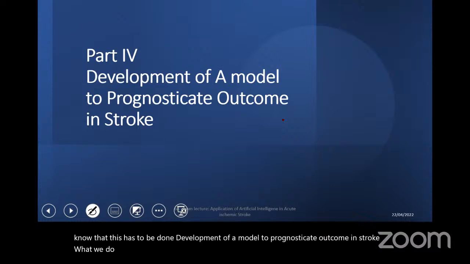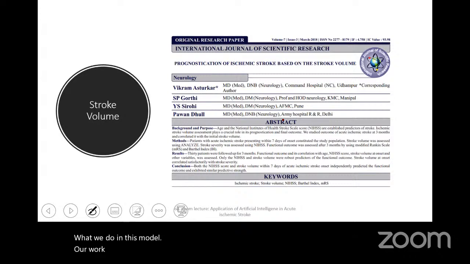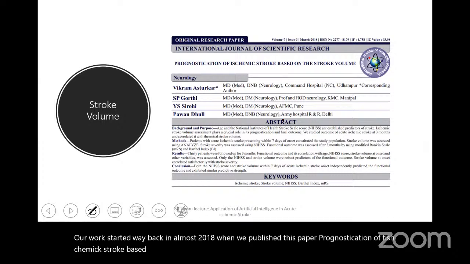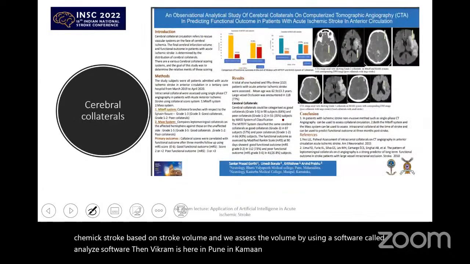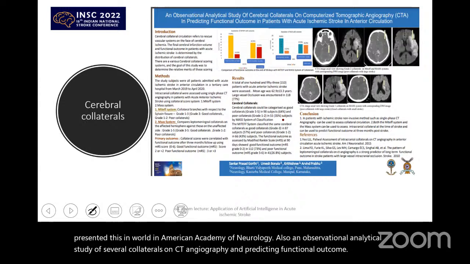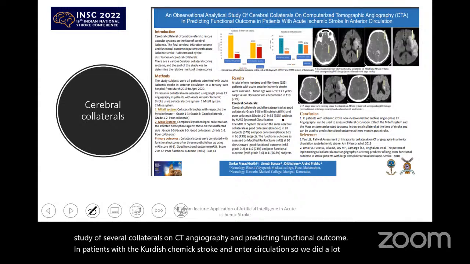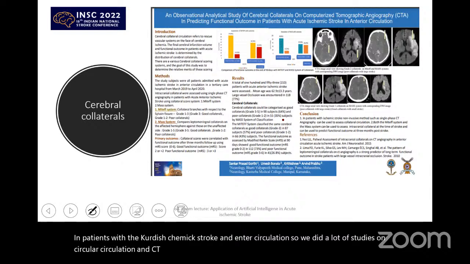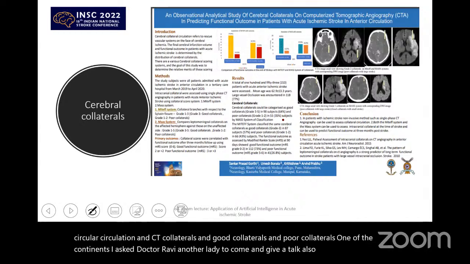What do we do in this model? Our work started way back in almost 2018 when we published this paper, Prognostication of Ischemic Stroke based on stroke volume. We assessed the volume using a software called Analyze software, and Vikram is here in Pune in Command Hospital. Then we presented this at the American Academy of Neurology also: an observational analytical study of cerebral collaterals on CT angiography in predicting functional outcome in patients with acute ischemic stroke in the anterior circulation. So we did a lot of studies on cerebral circulation and CT collaterals, good collaterals and poor collaterals. At one of the conferences I asked Dr. Ravi Annadre to come and give a talk also, and that happened in 2018.